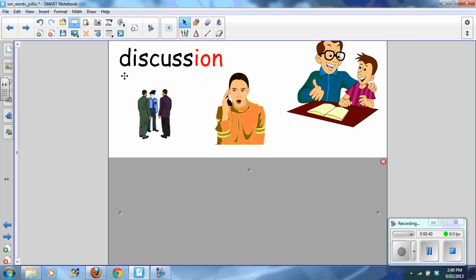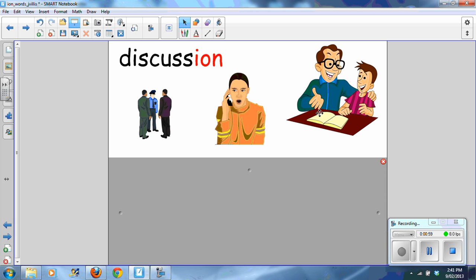Discussion, discussion. When you have a discussion with somebody, you talk about something. These three people here are having a discussion. This lady is having a discussion with someone or multiple people on a telephone. These two people here are having a discussion, probably about something in this text which they are looking at.